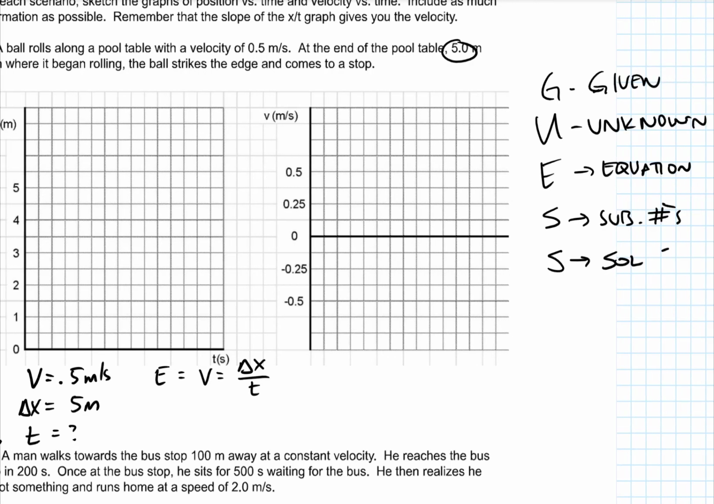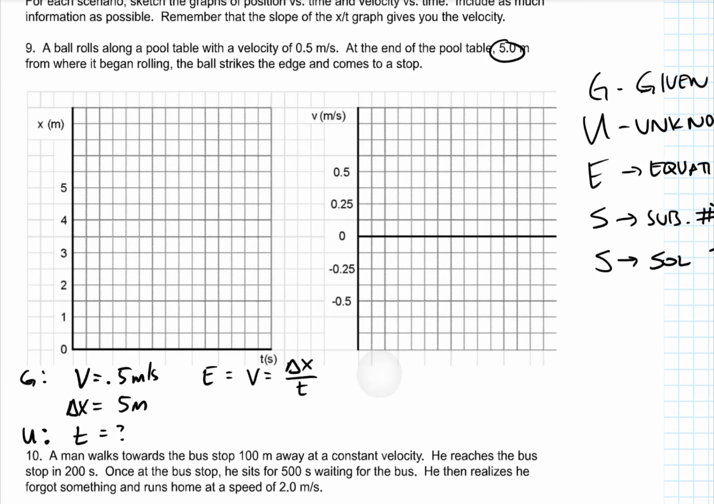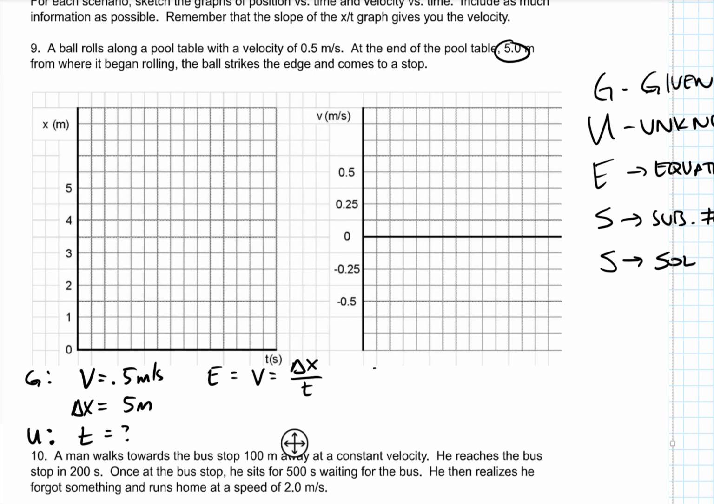So we want to put some numbers into this, so we'll substitute in both numbers that we have. I know that the velocity is 0.5 meters per second, and that's equal to the delta x of 5 meters divided by the time that we don't know. Now, time is in the denominator. When we're solving for something, we want that thing, so in this case time, to be on top or in the numerator and by itself.